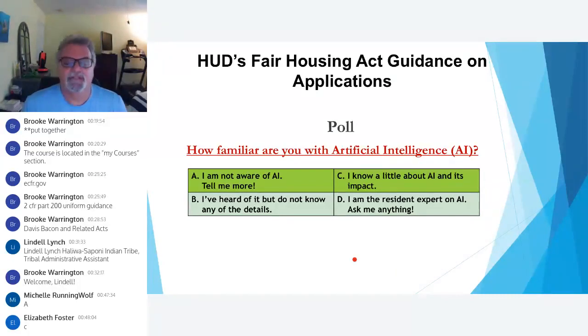All right, so we've got that poll. My guess is that most of us have been exposed to AI in one way or another. So my educated guess is most of the answers are going to be B and C. B, I've heard about it, but don't know much about it, at least how it applies to operational situations like housing. Or C, a little about AI and its impact.